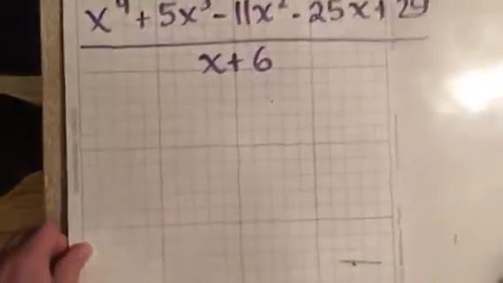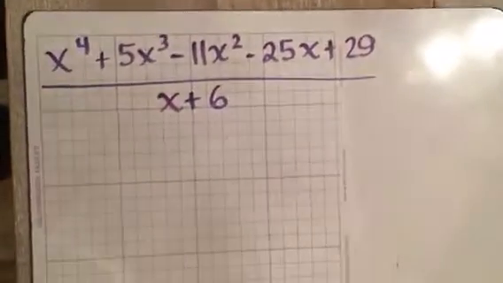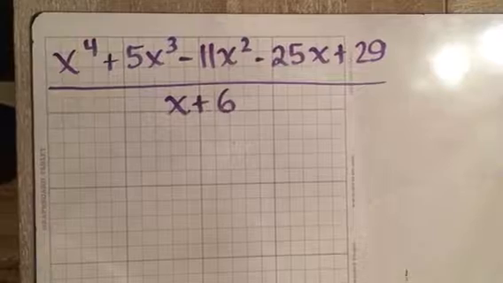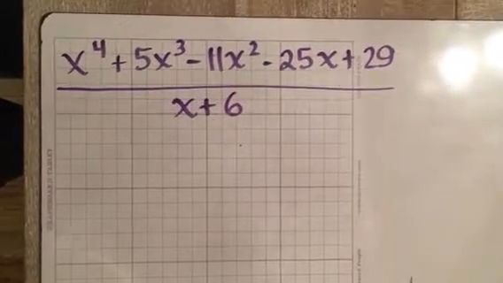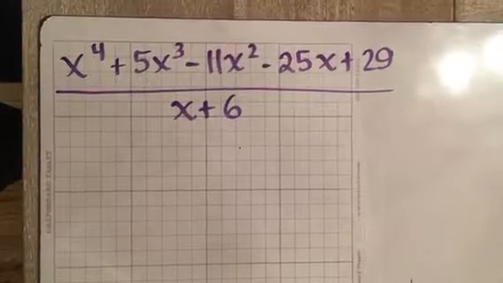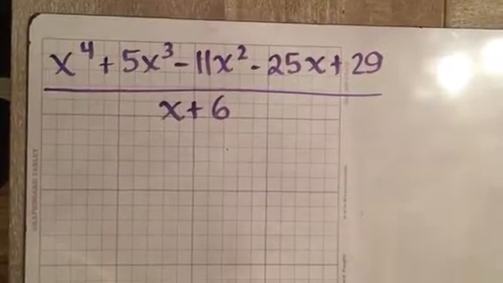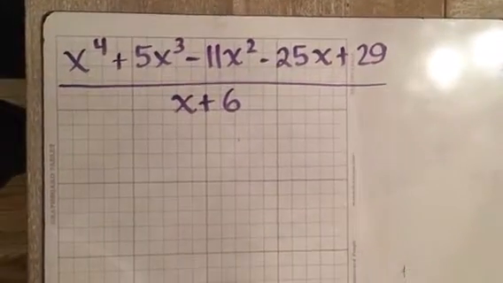So here's the one that we're going to do together. x to the 4th plus 5x to the 3rd minus 11x squared minus 25x plus 29, all divided by x plus 6. Remember, it's going to be the same as division at first, and then we're going to see how it's different when there's a remainder.